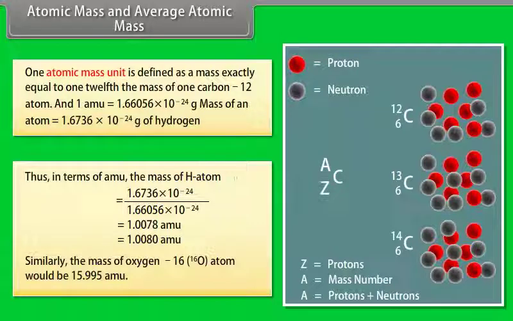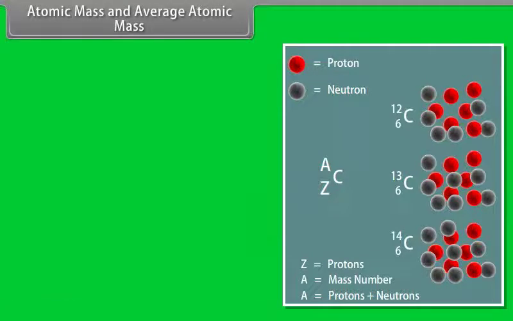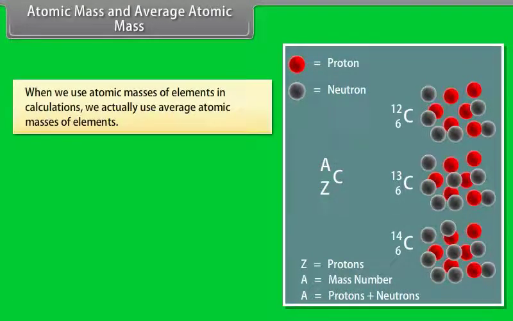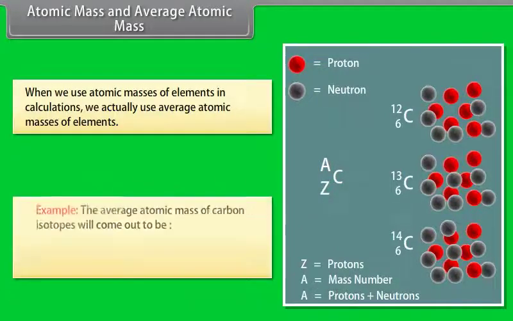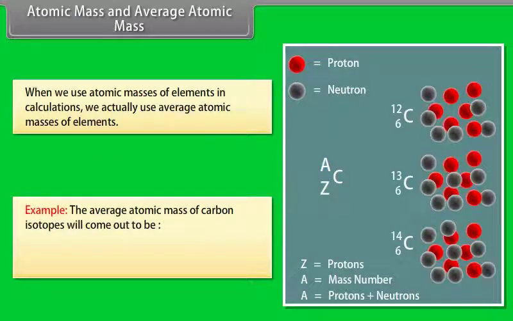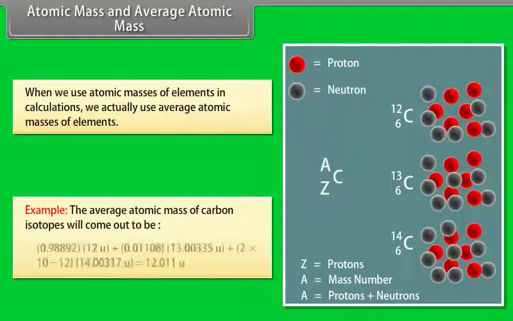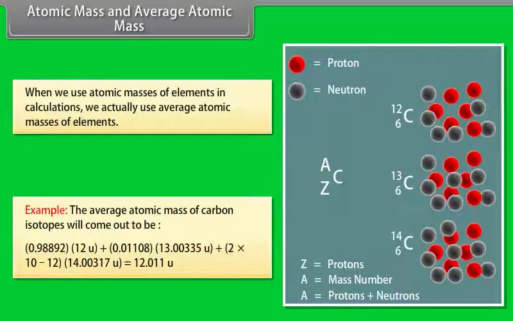Similarly, the mass of an oxygen-16 atom would be 15.995 amu. When we use atomic masses of elements in calculations, we actually use average atomic masses of elements. Example: the average atomic mass of carbon, from its isotopes, will come out to be 0.98892 × 12 u plus 0.01108 × 13.00335 u plus 2 × 10^-12 × 14.00317 u, which is equal to 12.011 u.